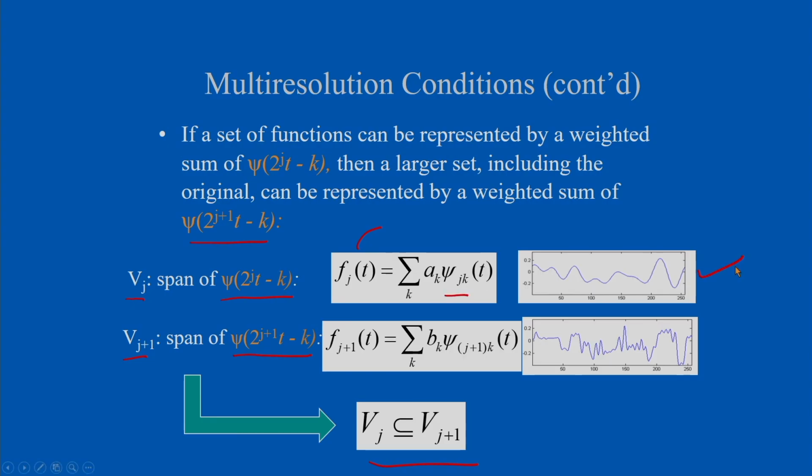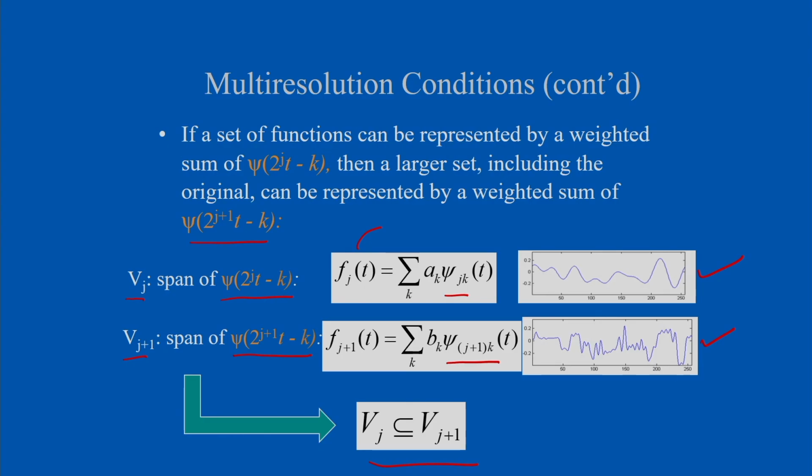But if I consider one larger set, that is, if I consider the function fj plus 1, previously it is fj, but now I am considering a large set that can be represented by the basis function psi j plus 1, k. That means I am considering a linear combination of the basis function, that is the weighted sum of the basis function. So you can see this function is represented by the weighted sum of psi j plus 1, k.